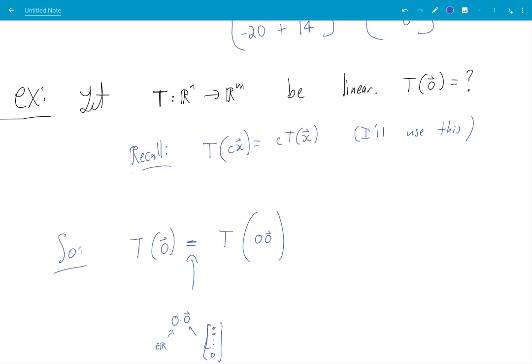So if I go 0 times a 0 vector, that's the same thing as just the 0 vector, right? It's a weird thing, but it's a technique, right? Because now this 0 here is like the c sitting right there. So it can move out front. 0 times T of 0.